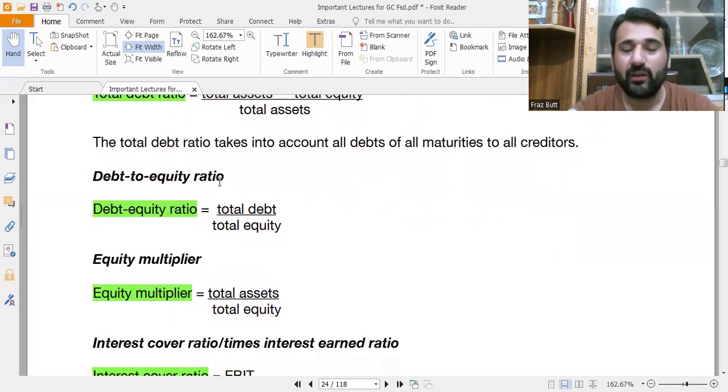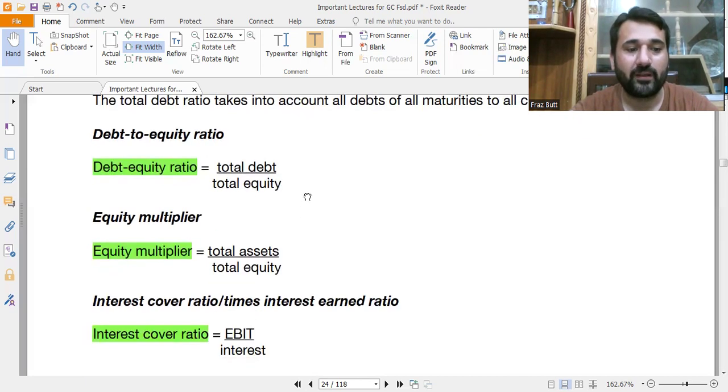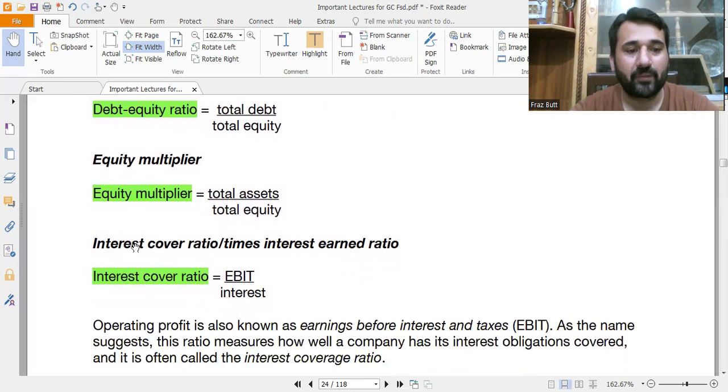Then debt to equity ratio, this is another sub ratio involved in solvency ratio, long-term solvency ratio. Debt to equity ratio, its formula is total debt divided by total equity. In the coming videos, we will have short numericals where we will actually solve these ratios. Then equity multiplier. Equity multiplier is equal to total assets divided by total equity.